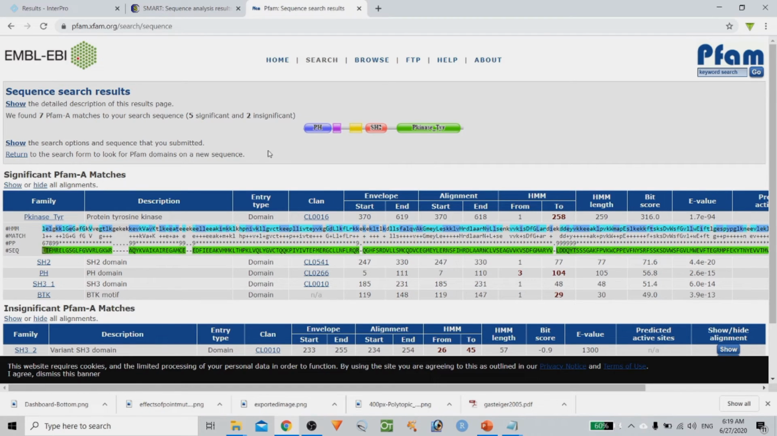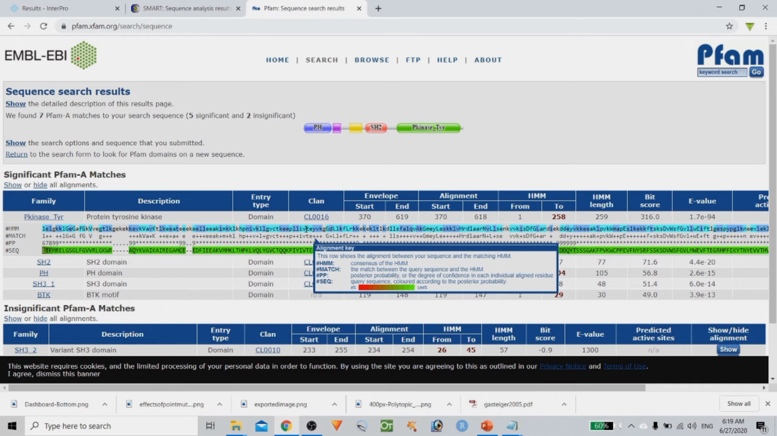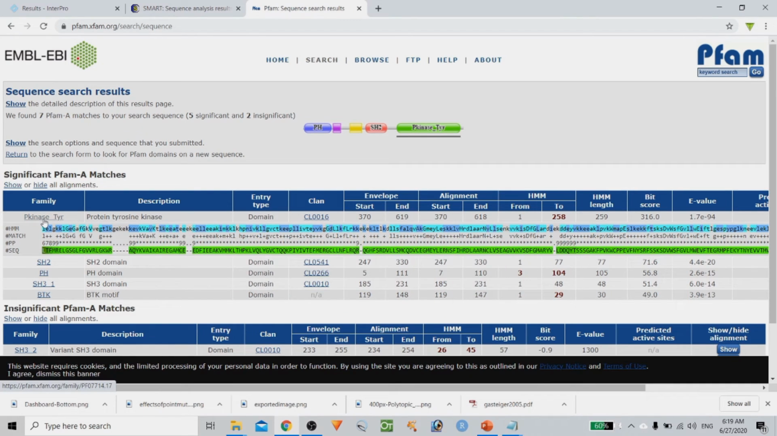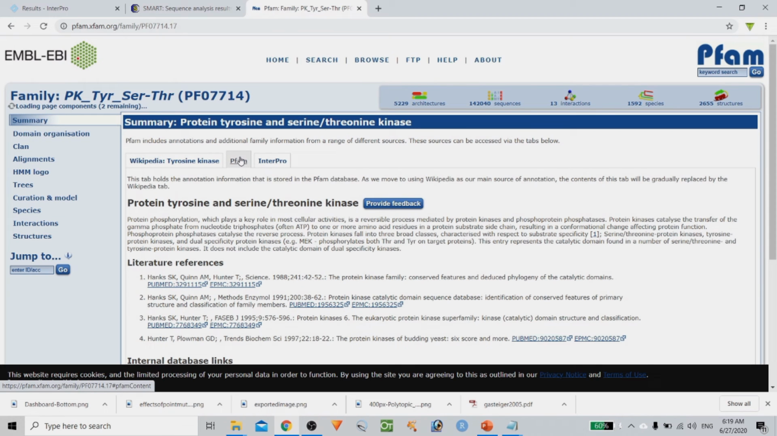Here you can see the HMM prediction, starting from 1 to 258, has found a match with an already available domain in the database. This is our sequence, and it is already available information in the database. If you click this domain, it will provide you information on exactly what the role of this protein is. If you click here on the Pfam, it will show you the exact role of this protein tyrosine kinase.